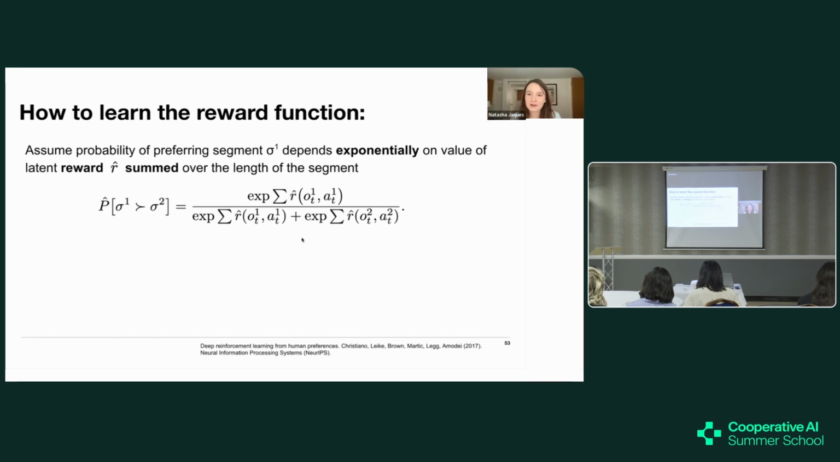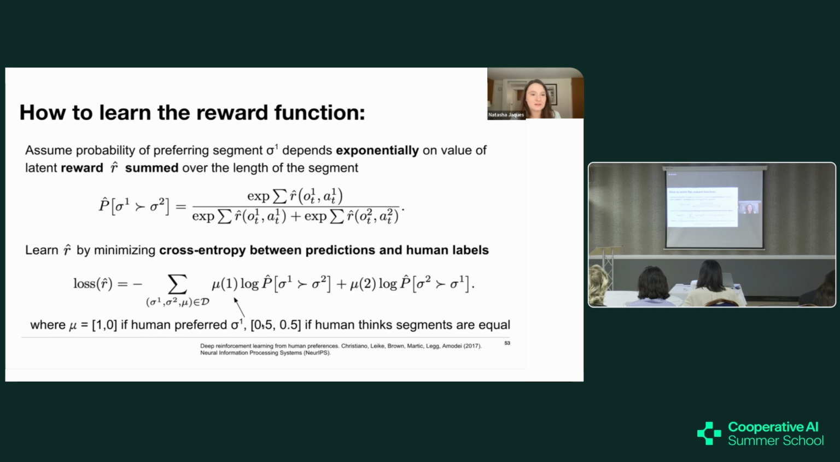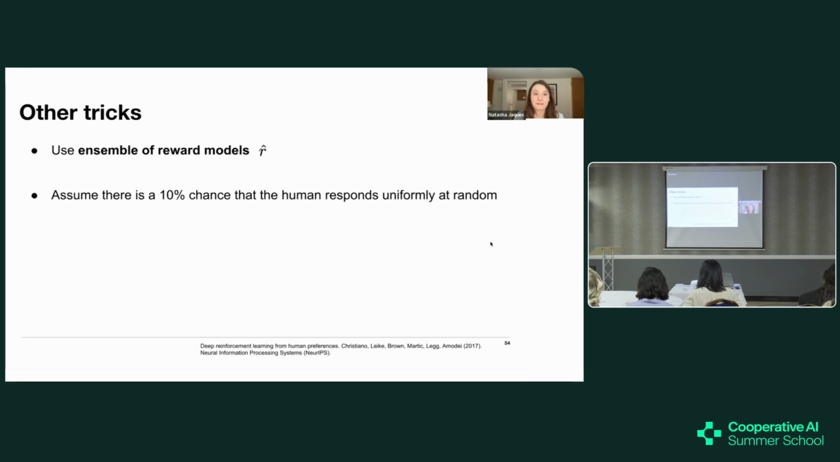So this looks a lot like maximum entropy inverse RL, if you've seen that before. The way we learn that reward function is just minimizing the cross entropy between the preferences that we get from the humans and the predictions that our reward function is currently making. And the preferences are given, they can be 1 and 0 labels if the trajectory is just preferred, but they actually allow the humans also to say trajectory segments are equal. So they can give like 0.5, 0.5 as their preference. So we're going to learn this reward function.